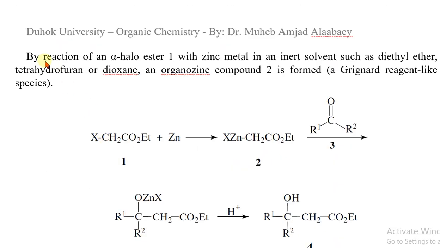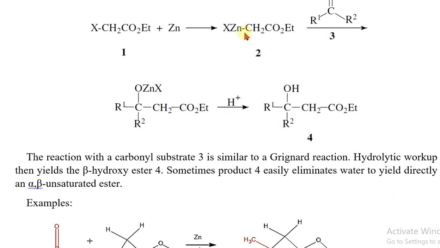So by reaction of alpha halo ester 1 with zinc metal in an inert solvent, the solvent must be inert, like ether, and of course it will be dry ether here, or tetrahydrofuran or dioxane can also be used, an organic zinc compound 2 will be formed. It is like a Grignard reagent. So it will add and give you this intermediate. Then hydrolysis takes a proton from the water to give you the alcohol group.